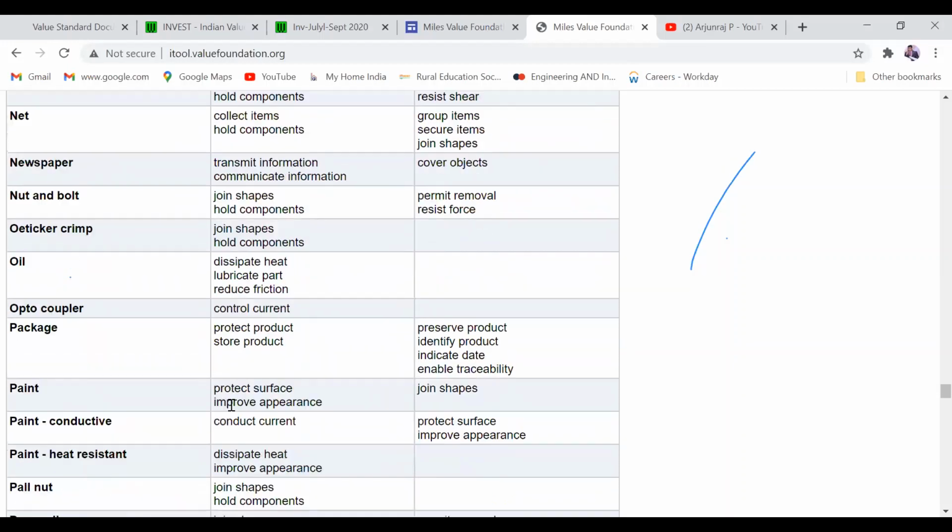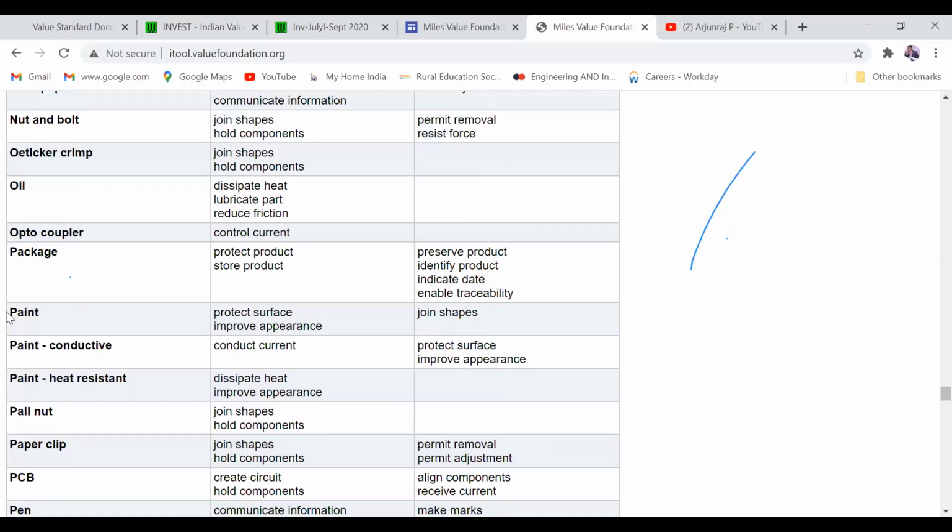Then what else? Why do you need to have a paint? You have the paint to protect the surface and to improve appearance. Many might be thinking we need to have a paint only for appearance. No, it is not like that. Basically, the basic function is to protect the surface also. When you understand the concept using the functions, you will understand more about the product also.